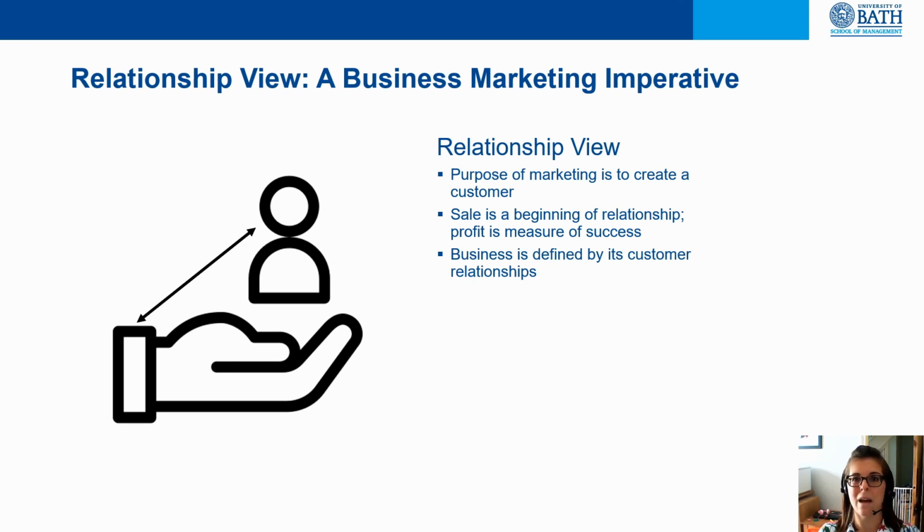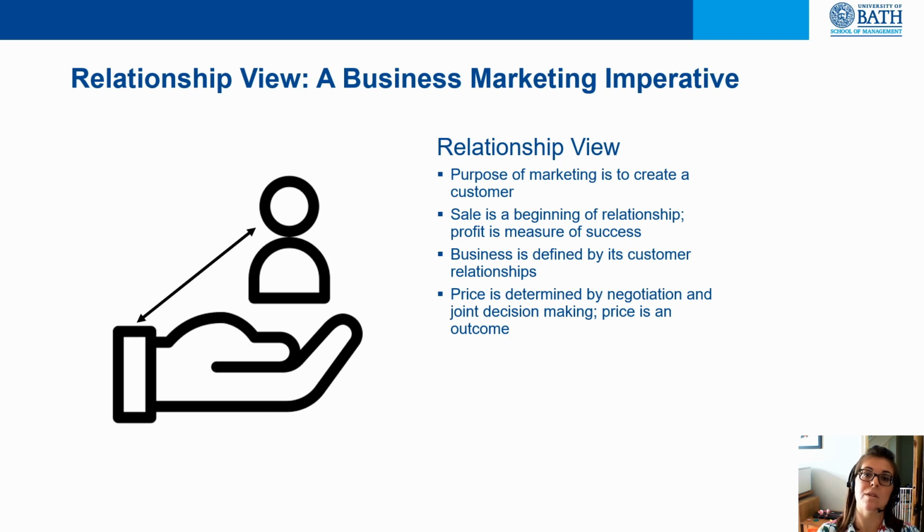Businesses are then defined by their customer relationships: how long you have them, your churn rate, the average length of a customer relationship, and so forth. Price is determined by negotiation and joint decision making. Price is the outcome, not the goal. Enhanced relationships come at a cost to both parties. The needs met are increasingly bespoke, as is the relationship management around them. As such, price is an outcome. It's negotiated, so every customer may well have a different price depending on the level of servicing, size, and so on.